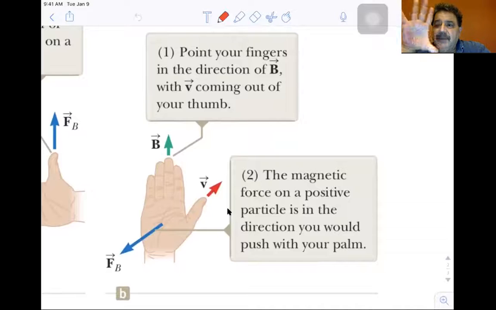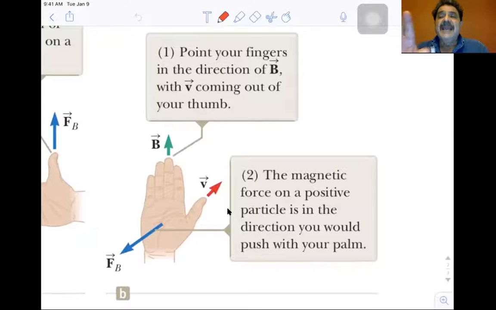Now, notice that the velocity can vary. It doesn't have to be 90 degrees. It could be like 30 degrees or 60 degrees. As long as you have a B field and you have a velocity that's not 0 or 180, that defines a plane, and there's a force that's perpendicular to the plane that makes up the B field and the velocity vector.